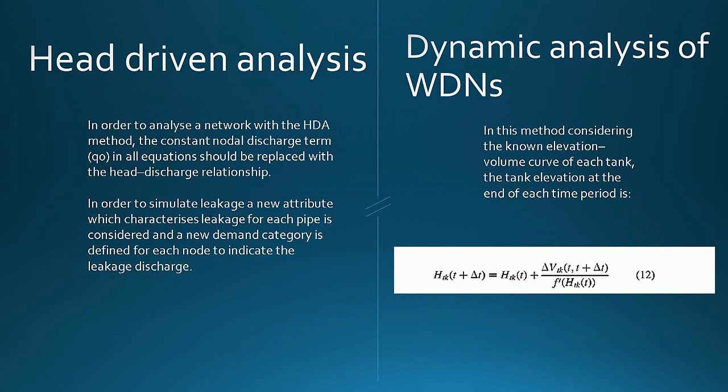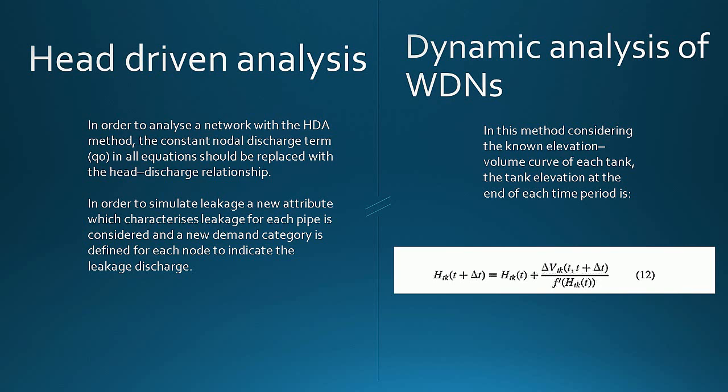Now with head-driven analysis, in order to analyze a network with the HDA method, the constant nodal discharge term Q0 in all equations should be replaced with the head-discharge relationship. In order to simulate leakage, a new attribute which characterizes leaking for each pipe is considered as a new demand category. It is defined for each node to indicate the leaking discharge.